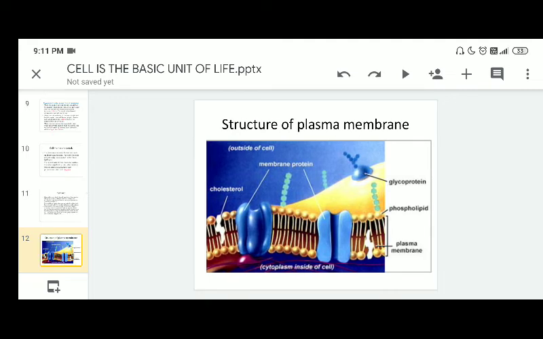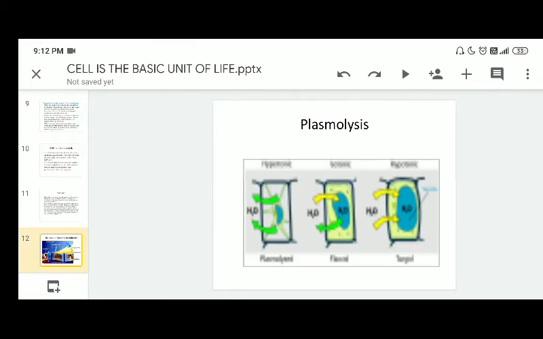In this slide, you see the electron micrograph of the plasma membrane. There are two layers of lipid molecules, and here and there certain proteins are attached, either just superficially or across the lipid layers. The detail of other structures you will study in higher classes.